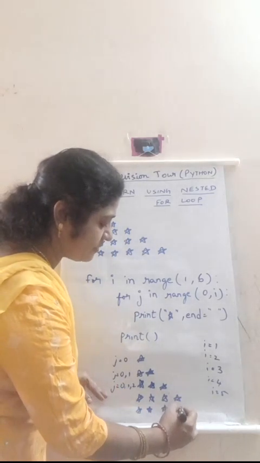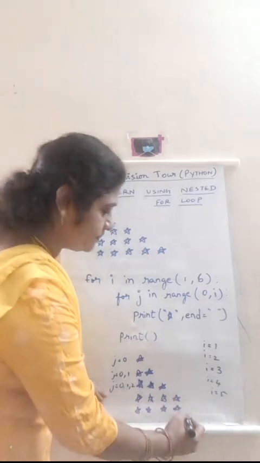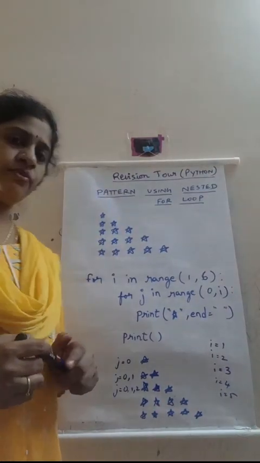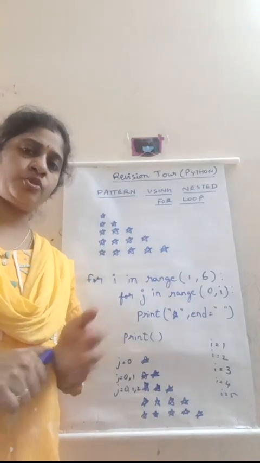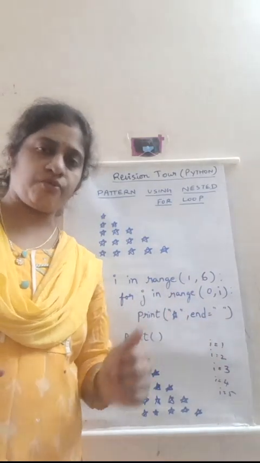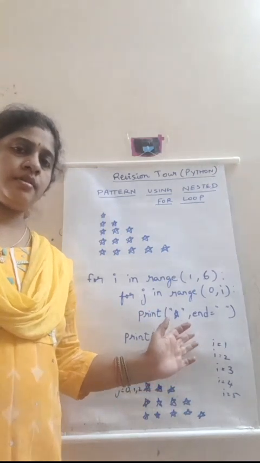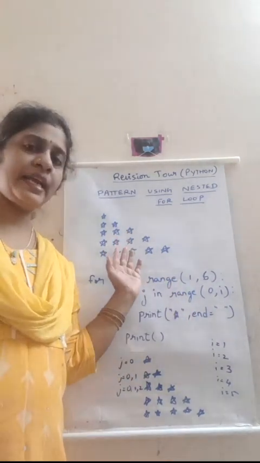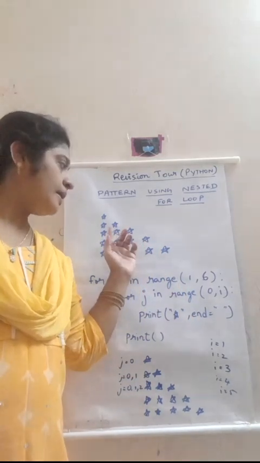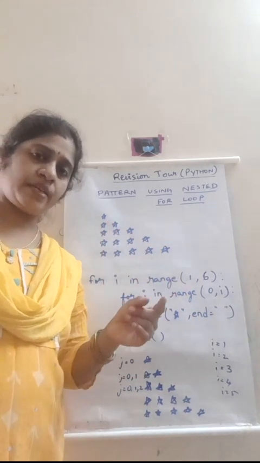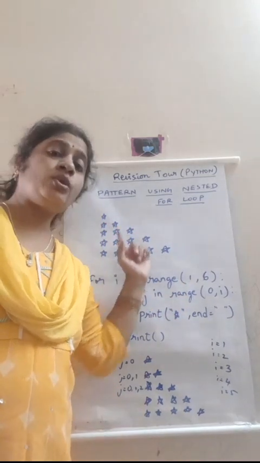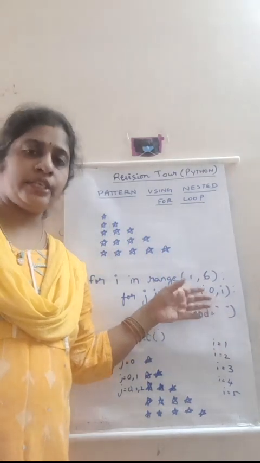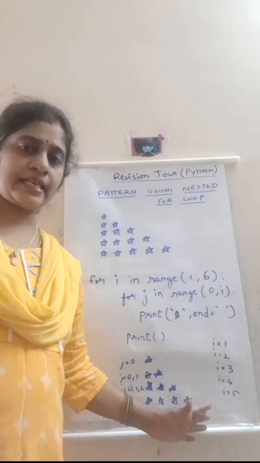J value will start from 0 and it will go up to 4. It won't go up to 5. 5 minus 1, it will stop at 4. So this is how we use nested for loops for generating this pattern. We can use string operator also, but when there is no space between the asterisk. If there is space, then you have to go for nested loop for displaying the patterns like this.